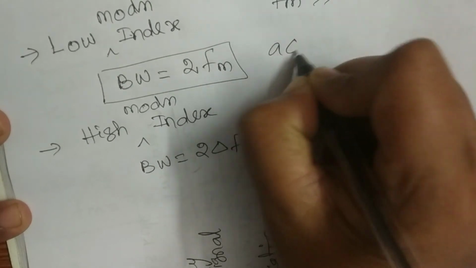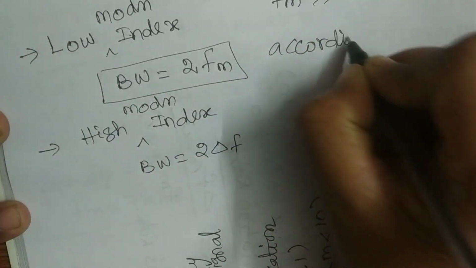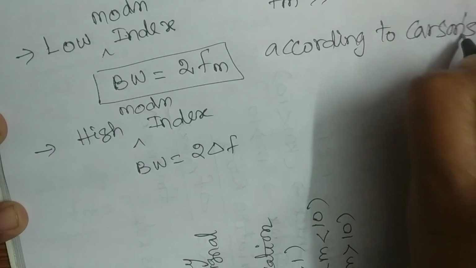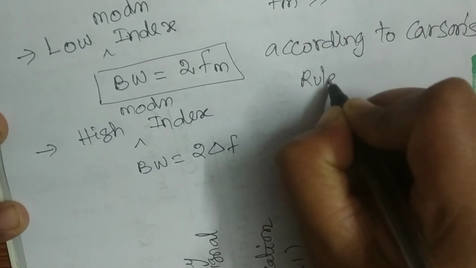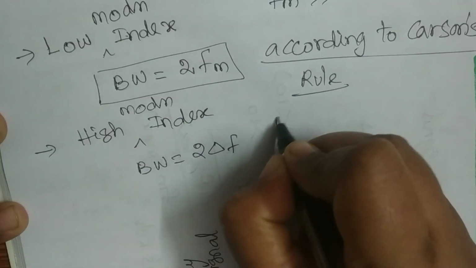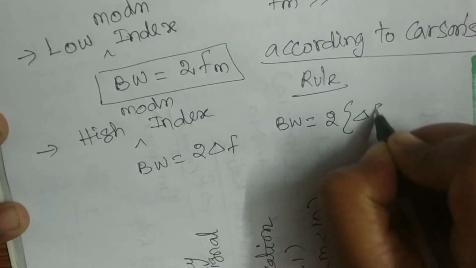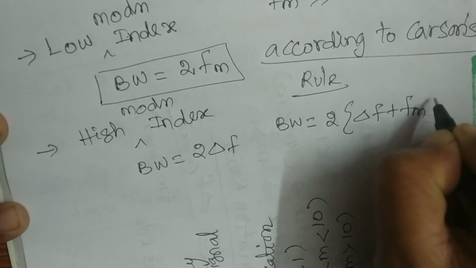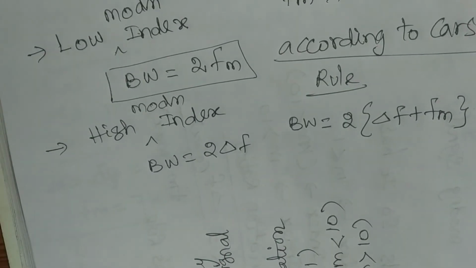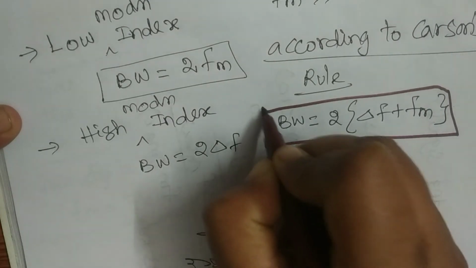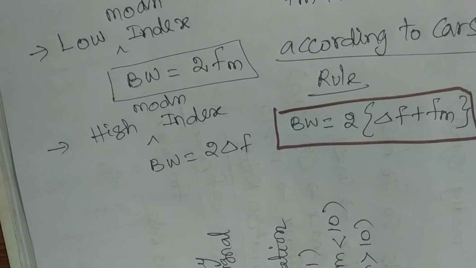So according to Carson rule, the minimum bandwidth is 2 into del F plus FM. So this is the Carson rule. So we are explaining the bandwidth requirement for angle modulation as per Carson rule.